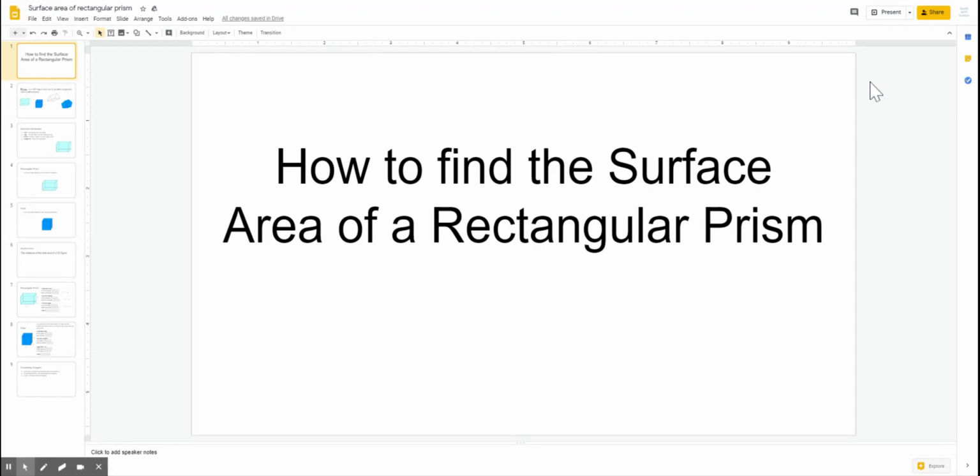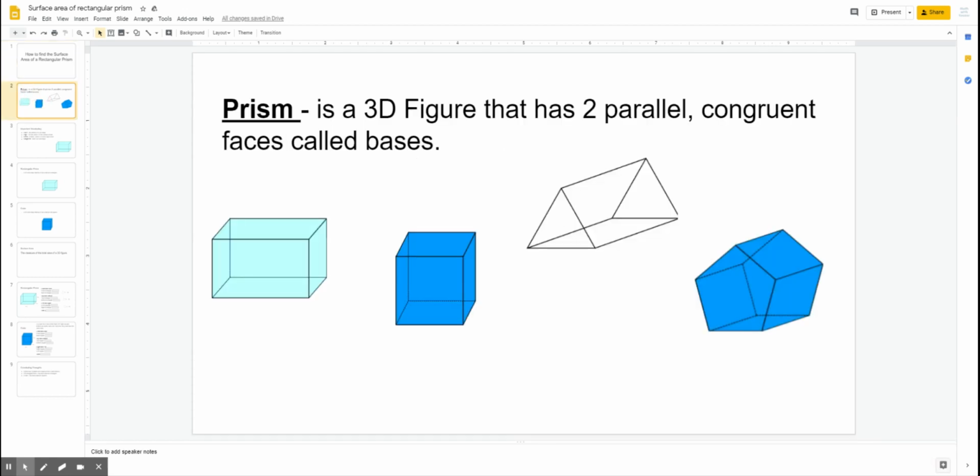Hi there, in this video we are going to find the surface area of a rectangular prism. So to start with, you need to know what a prism is. A prism is a 3D figure that has two parallel congruent faces called bases.